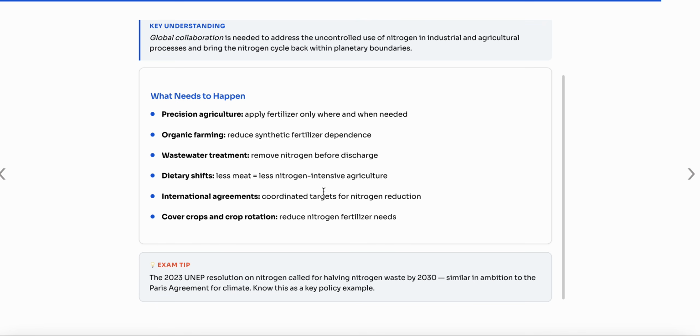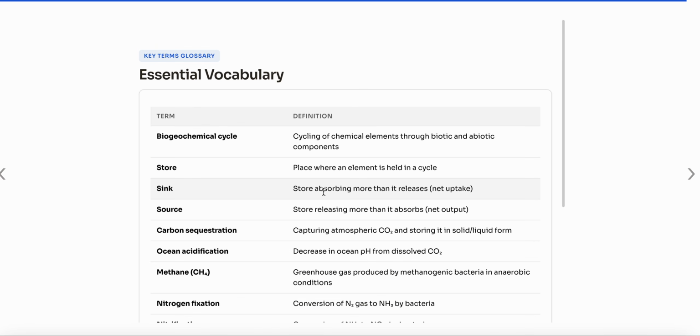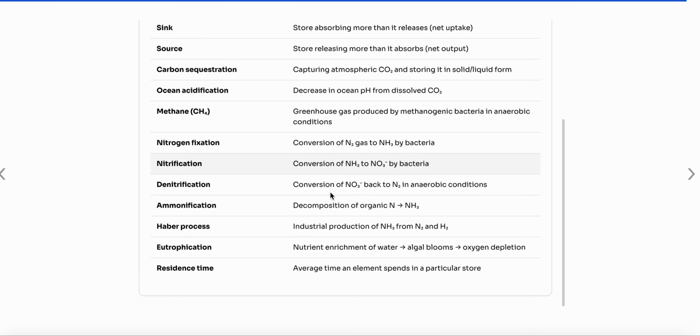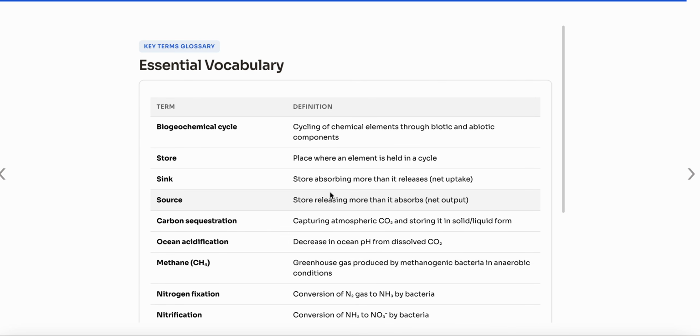We should focus on organic farming, and we should coordinate with the international and national agreements which specifically target nitrogen reduction. We need to adopt strategies such as crop rotation. We need to use cover crops every time. We should never keep soil bare. It should always be covered so that losses will not happen. These are a few of the essential terminologies which you should use when you are writing your answer.